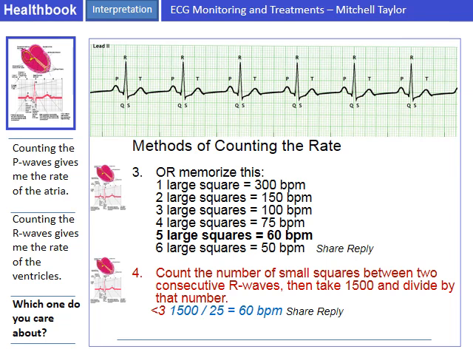A fourth method is to count the smallest, tiniest little boxes, which is how many seconds? That's right, 0.04 seconds. And you count those in between 2 R waves. So you count 5, 10, 15, 20, 25. And you divide 1,500 by that, because there's 1,500 small boxes in a 6-second strip. So that's 1,500 divided by 25, and that equals 60. So all of these methods are getting us the same answer, roughly 60 beats per minute.